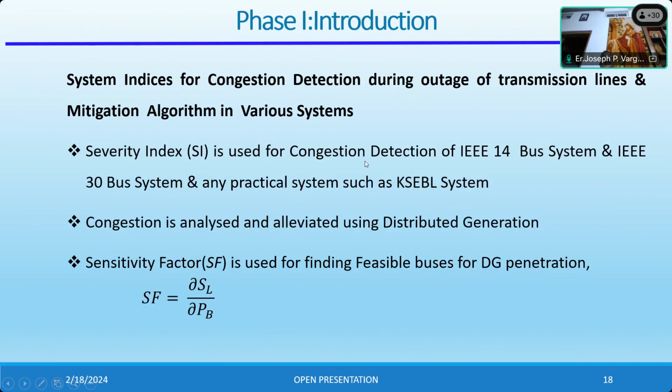The severity index is used for congestion detection of the IEEE 14 system. In this study, we have considered three systems: the IEEE 14 bus system, the 30 bus system, and a practical system such as our KSEB system. Congestion is analyzed and alleviated using distributed generation. The sensitivity factor we have defined already: SF is ∂SL by ∂PB, the change in flow divided by the change in active power penetrated to the node or bus of the system.